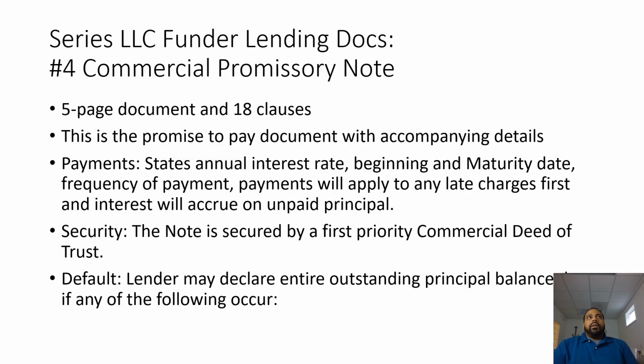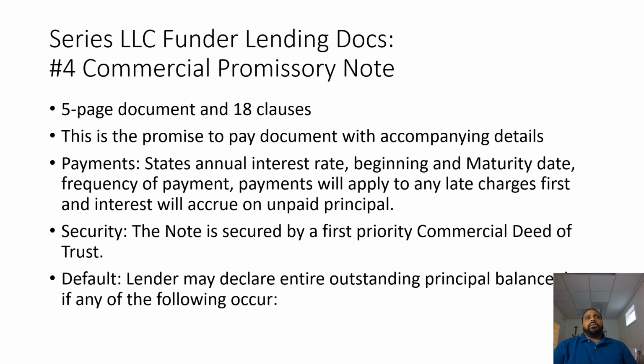Okay, next, document number 4, the commercial promissory note. This is a 5-page document, and the promissory note that we have has 18 clauses. It's a very easy to read document and is really the foundation for a loan. It's a promise to pay document that details out the following items.